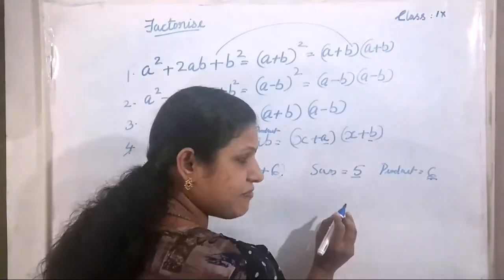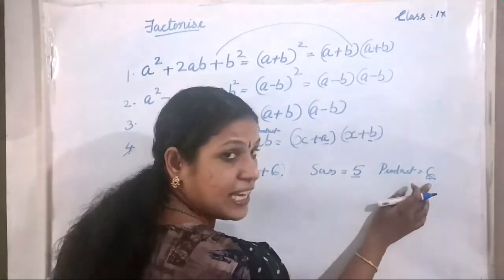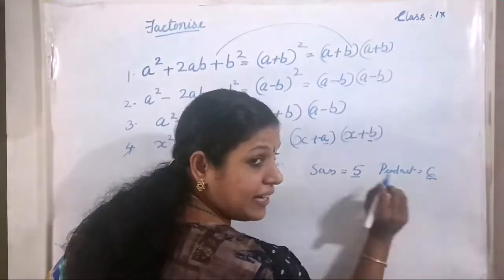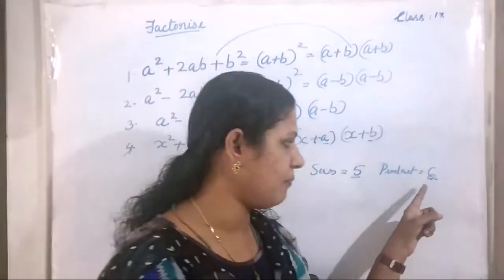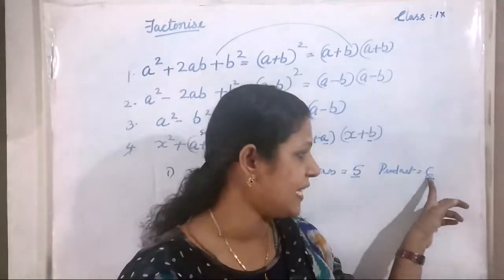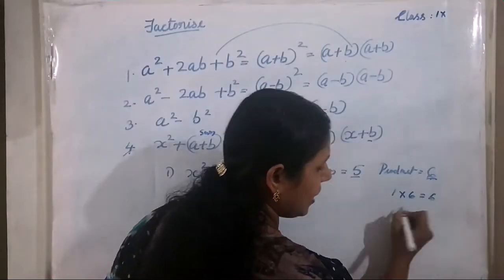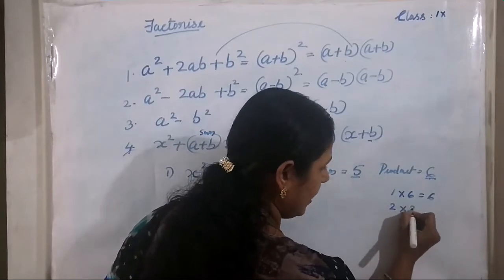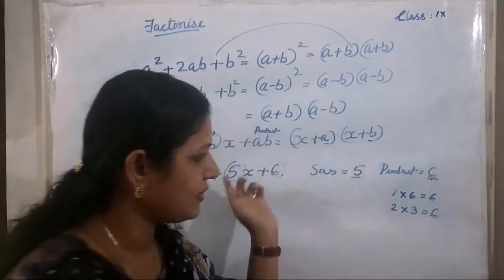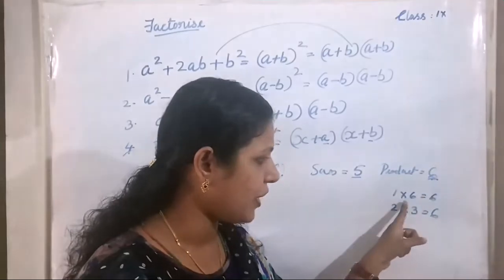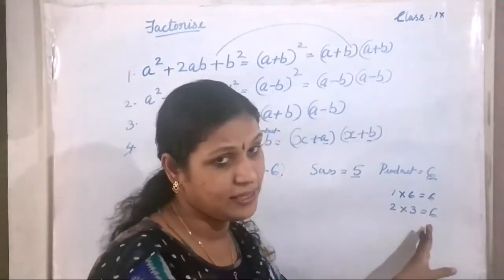Which numbers do we multiply to get 6? First we find those numbers. Which numbers multiplied give 6? 1 into 6 is 6, and 2 into 3 is 6. So we get the product 6 as 1 into 6 and 2 into 3.